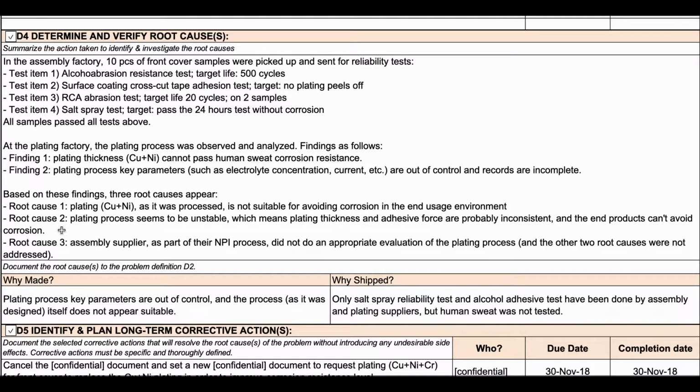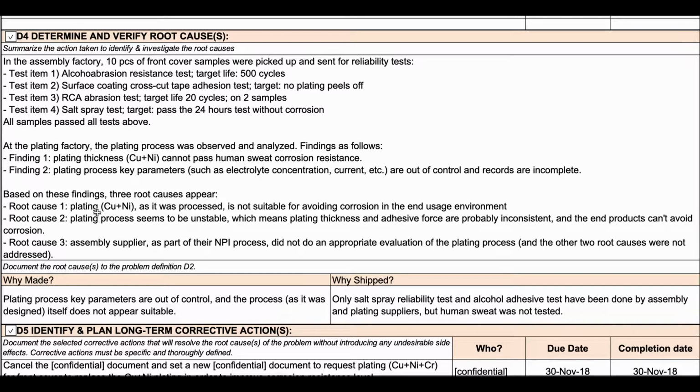Okay, and the end products, well, some of them, if it's very thin and the adhesive force is too low, will get corroded faster. And root cause three, well, as part of their new product introduction process, the assembly supplier did not evaluate the plating process. Because think about it, this is a big problem, but the root cause of this is actually this. The supplier, the guys who do the assembly, did not think, what kind of plating do we need? Okay, so if they had a good NPI process, they could have avoided this problem and maybe also this problem.